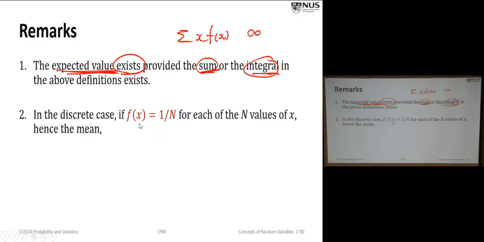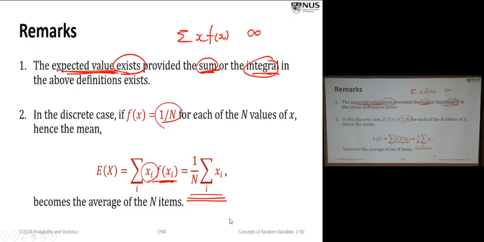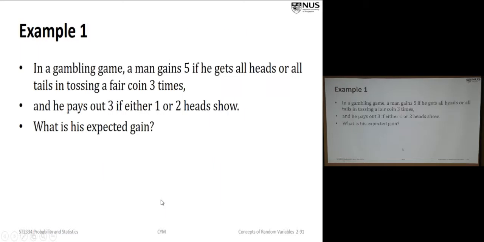Here I just give you an example. If f of x equals 1 over n, for each of the n values of x, then the mean is equal to x_i times the corresponding probability, which is 1 over n. So it looks as if you sum up all the values and divide by n. This is our usual definition of the mean. It's the average of the n items. Okay, let's look at an example.